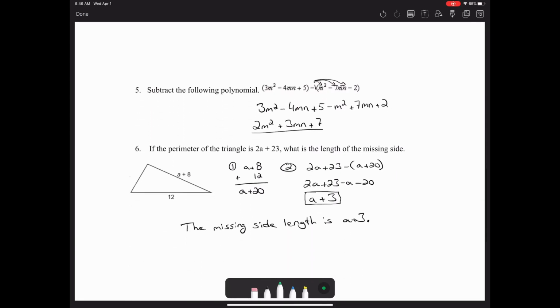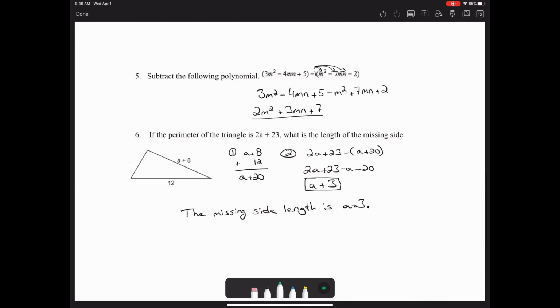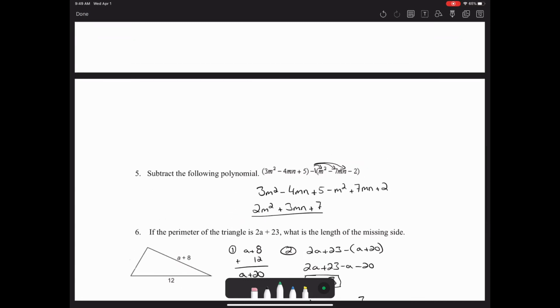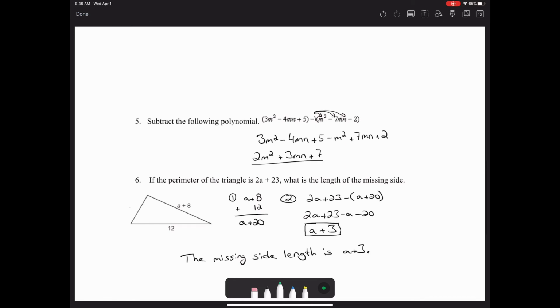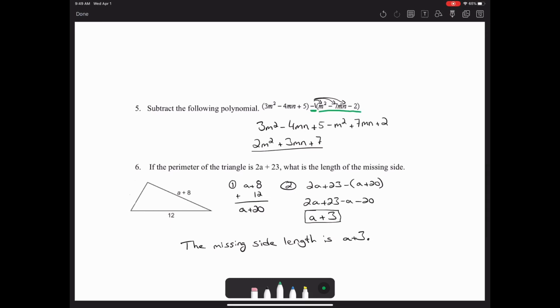Let's look at 5 real quick. So in 5, one way that I like to do it is I picture a -1, and you're multiplying your -1 by each term. And basically all that does is it changes the signs of each of the terms that you're subtracting.